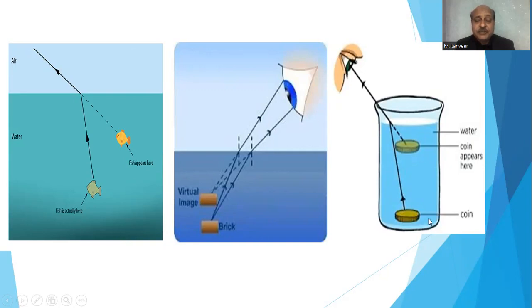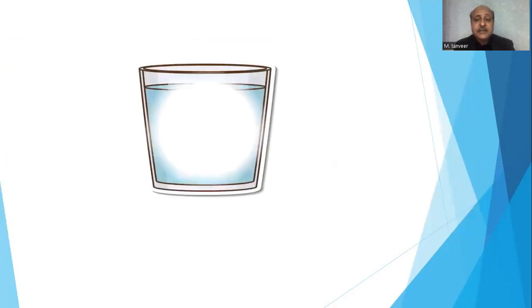This is the actual position of the coin, and due to refraction, the coin will appear at this position. So the bending of rays of light when they enter from one medium to another medium is called refraction of light. In refraction of light, there are two possibilities: rays coming from air to water or from water to air. Now we will see what happens when rays of light move from water to air.